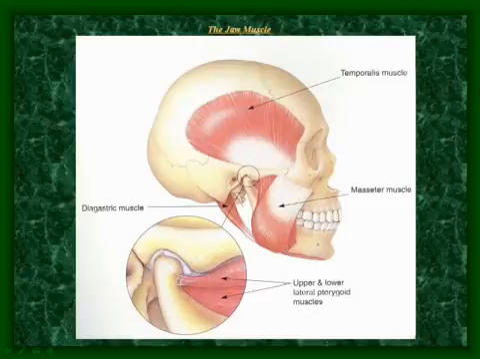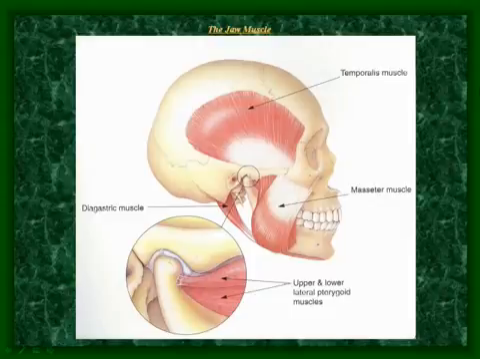The human skull consists of a group of muscles: the temporalis, the masseter, the digastric, and the upper and lower lateral pterygoid muscles. These muscles are used for the mastication of food, or in other words, chewing. The muscles are then known as the muscles of mastication.